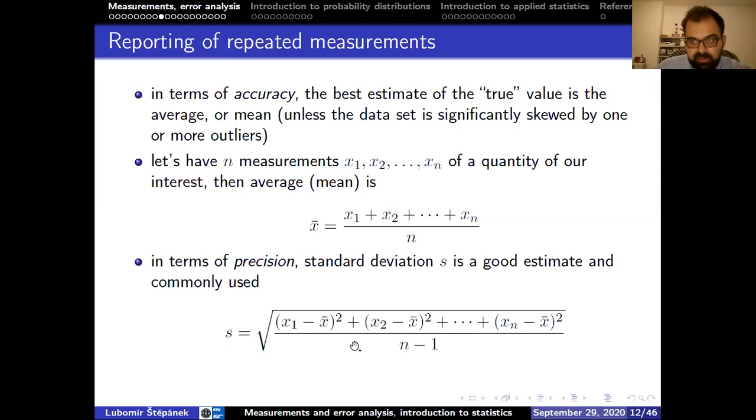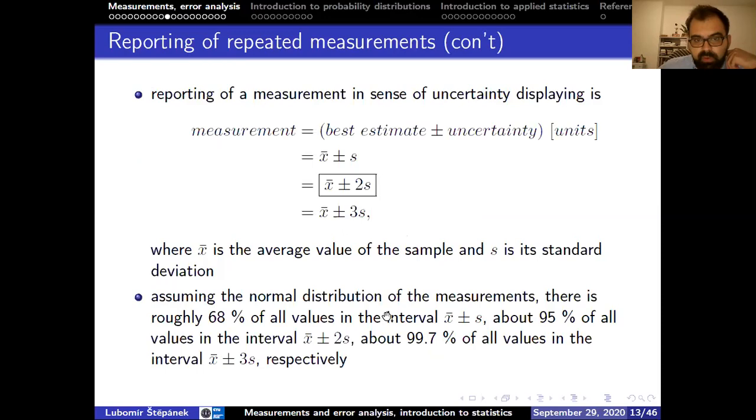If you are interested, ask me via email, I can explain why there's n minus 1 instead of n. Finally, this fraction is calculated, and we take the square root of it. So this is just an estimate of uncertainty. Following the formula from the beginning, best estimate plus minus uncertainty in units, I'm going to use the average, which is usually denoted by x with a bar, x bar, plus minus standard deviation.